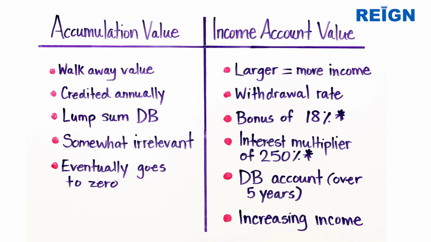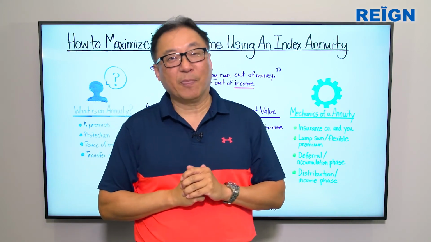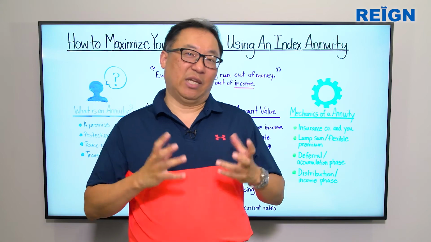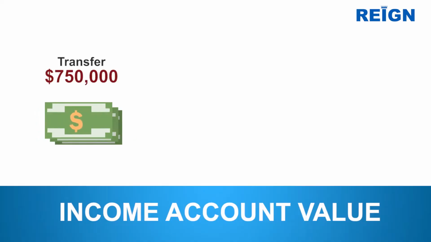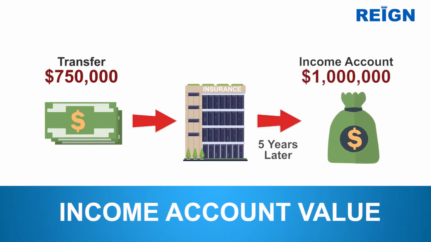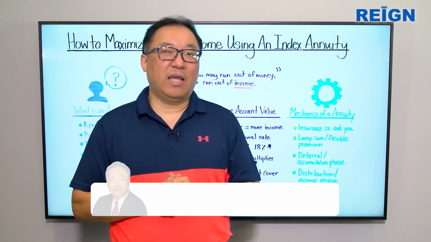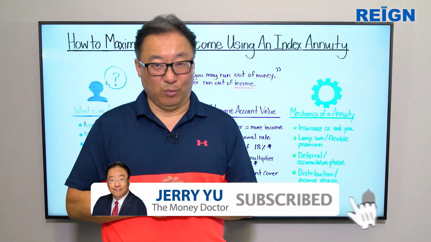Okay. And this is the fun part. We want to get this income account as large as possible. The bigger your account value, the more income you will get. With the income value, when you tell the insurance company that you want to start your income, there's going to be an associated withdrawal rate. For example, you transfer $750,000 to the insurance company, and 5 years later, your income account balance is somewhere near about $1 million. Based on the payout percentage at a certain age, they might start giving you 4.5% of that as a starting point for your annual retirement income.